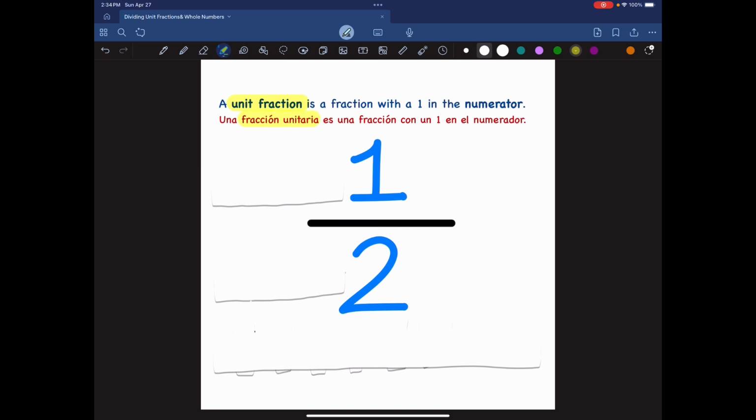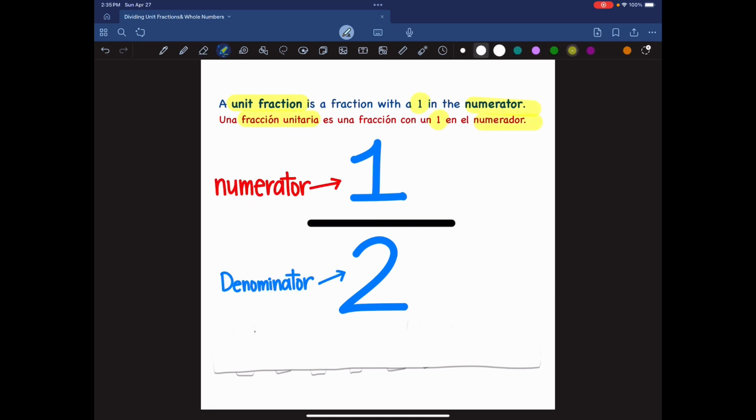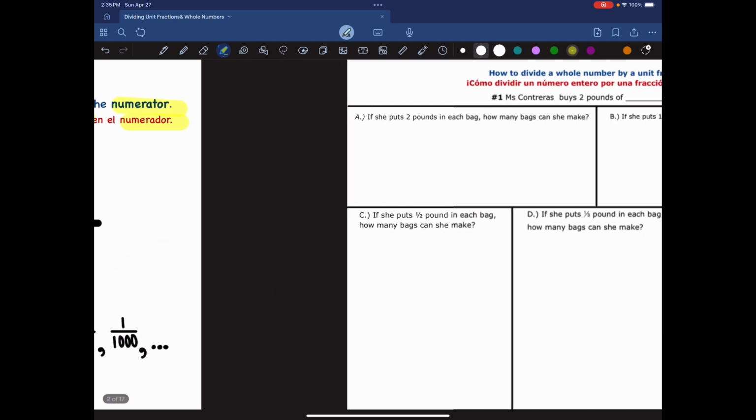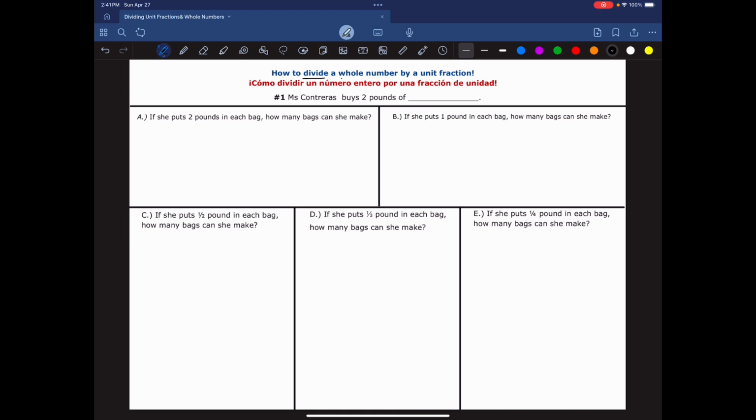A unit fraction is a fraction with a 1 in the numerator. The numerator is the number on top of a fraction. Some other examples of unit fractions include 1/4, 1/3, 1/5, 1/10, 1/20th, 1/100th, 1/1000th, and so on. Let's begin by learning how to divide a whole number by a unit fraction.